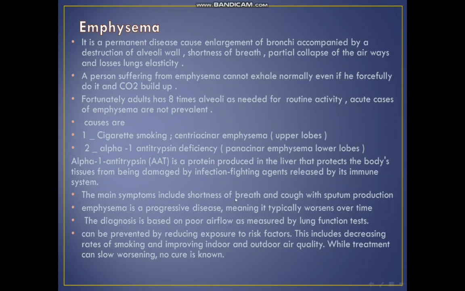The main symptoms include shortness of breath and cough with sputum production. Emphysema is a progressive disease, meaning it typically worsens over time. The diagnosis is based on the poor airflow measured during the lung function test. The treatment of emphysema is not known until this moment, so we can only prevent emphysema by reducing exposure to risk factors, or reduce the emphysema condition in the patient. So we can improve the indoor and outdoor air quality.